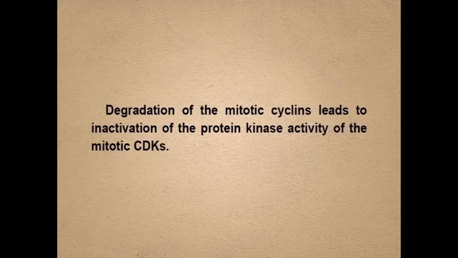This is done by binding the APC with CDH1 protein. Once the chromosomes are segregated properly, CDC14 phosphatase enzyme removes the inhibiting phosphate group from CDH1 that enables it to bind to APC. The activated APC now directs the polyubiquitination of mitotic cyclin and its subsequent degradation. Degradation of the mitotic cyclins leads to inactivation of the protein kinase activity of the mitotic CDKs.